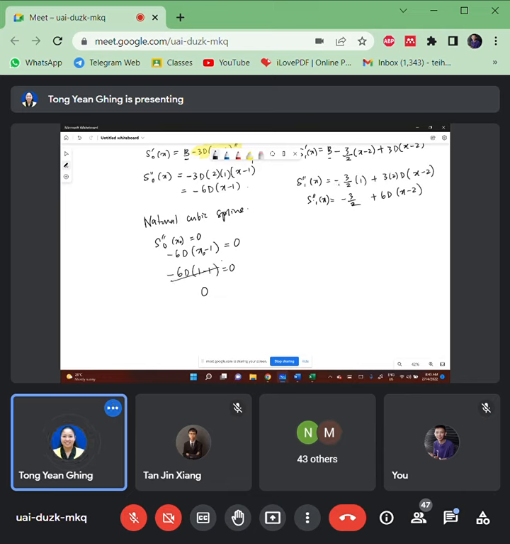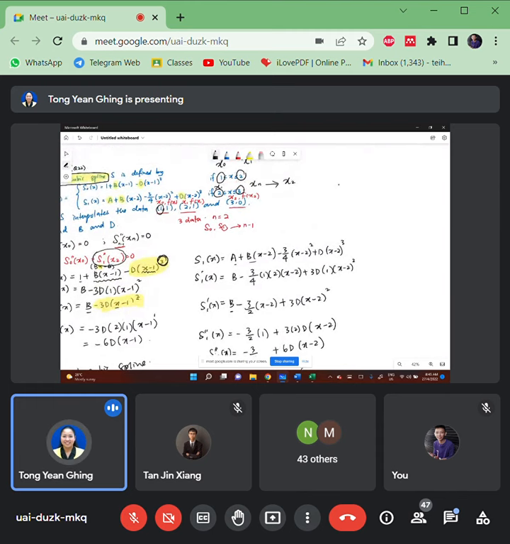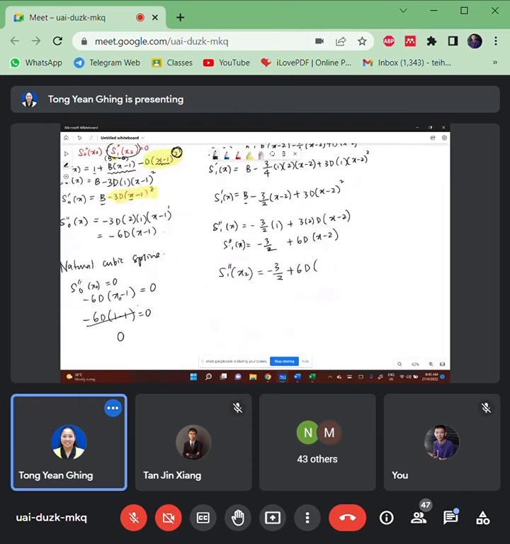Okay, now here. S double prime. This one is xn, x2. Okay, equal to 6D. Okay, x2 is 3, right? 3 minus 2. Ini kan equal to 0. So kalau tengok sini, we have negative over 2 plus with this one 6D. So 6D equal to 3 over 2. D equal to 3 over 12. 3 over 12, 1 over 4. 1 over 4 ataupun 0.25.